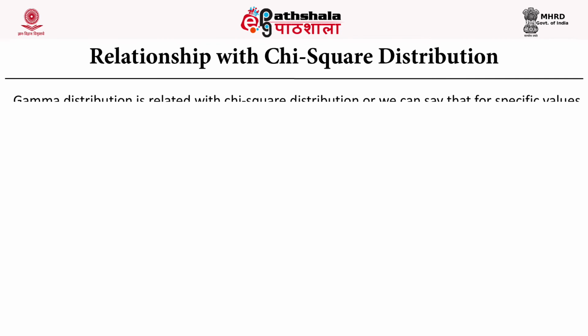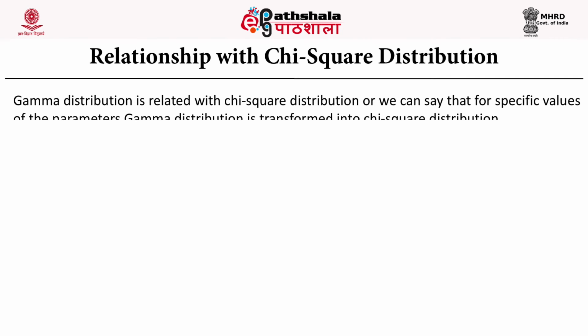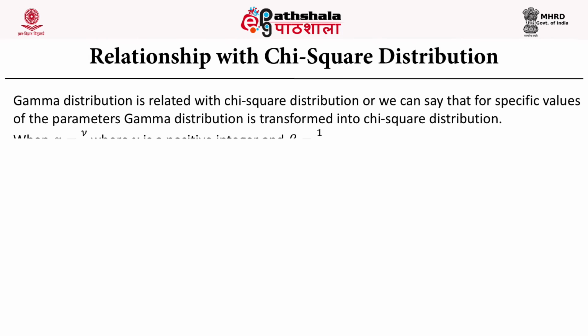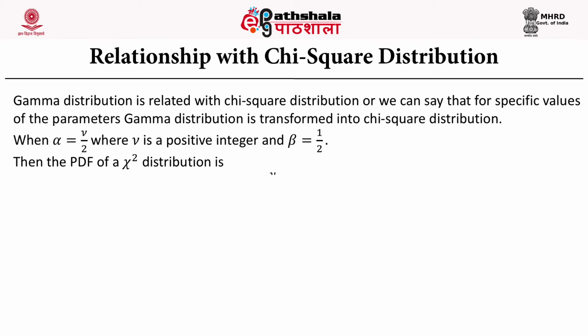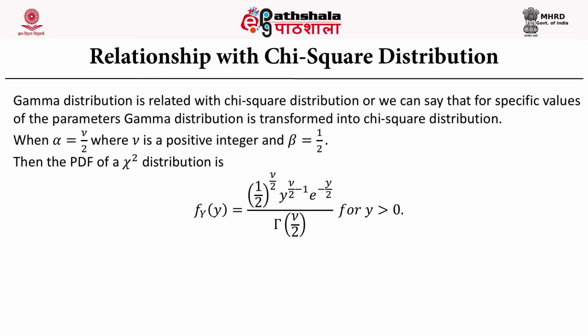Now we will discuss how gamma distribution is related with chi-square distribution. Gamma distribution is related with chi-square distribution, or we can say that for specific values of the parameters of gamma distribution, gamma distribution can be transformed into chi-square distribution. Let us suppose we take alpha equal to mu by 2, where mu is a positive integer, and beta equal to 1 upon 2. Then the PDF of the chi-square distribution is given as f of y equal to 1 upon 2 power mu by 2 into y power mu by 2 minus 1 into e power minus y upon 2, divided by gamma of mu by 2, for all y greater than 0.